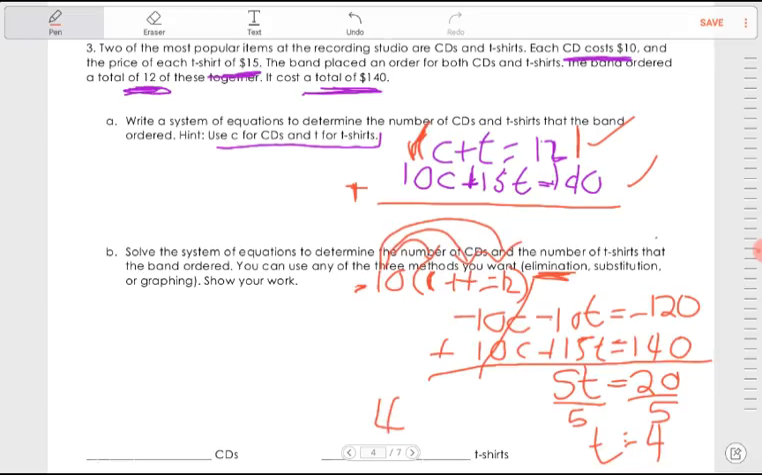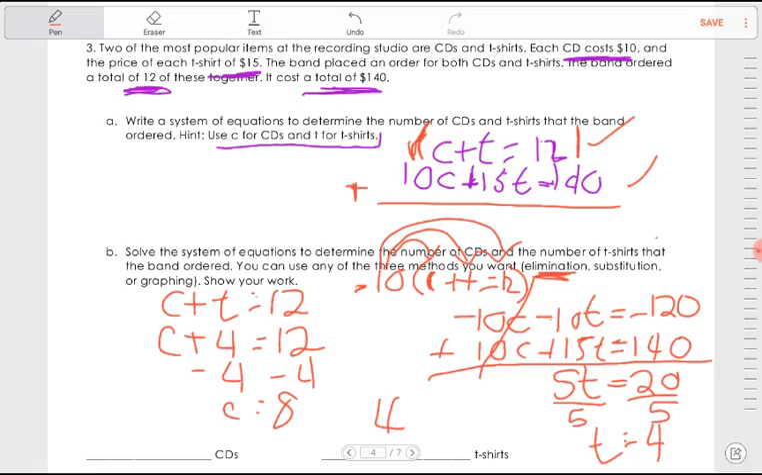I can now take this number and plug it into either equation to see how many CDs we sell. I'm going to plug it into the first one. It's much easier. So C plus T equals 12. Well, I know T is 4, so C plus 4 equals 12. I'm solving for C. I'll get rid of that 4. And C equals 8. C equals 8, then that's 8 CDs.